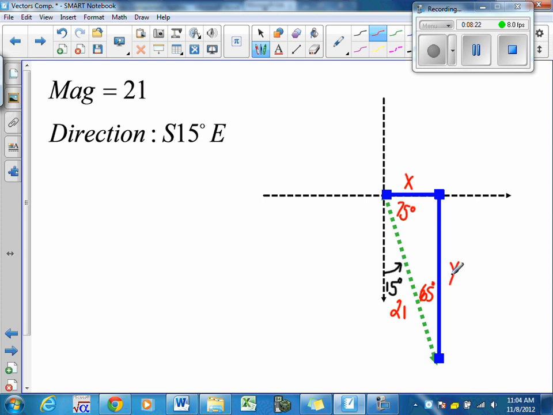So I do SOHCAHTOA again. Sine and cosine, opposite over hypotenuse. My x is 8.87, and my y is 19.03. But because it's down, I need a negative. So I found my x's and y's.